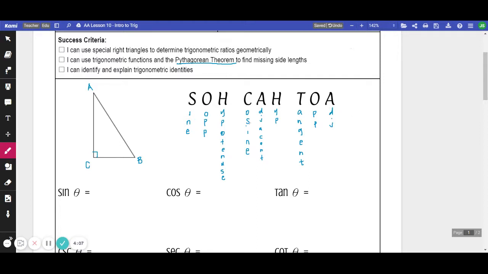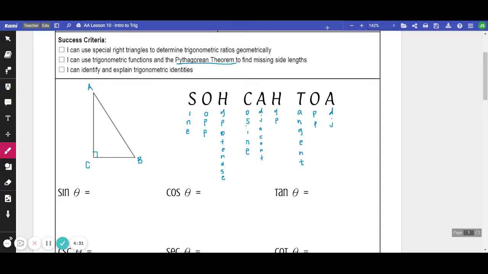So SOHCAHTOA is just like an acronym to help you remember, like, oh, okay, cosine, CAH, adjacent over hypotenuse. If you can't spell it, it's not going to work for you. So if you're going to try to refer to SOHCAHTOA, you've got to know how to spell it. So it is S-O-H, C-A-H, and then T-O-A.